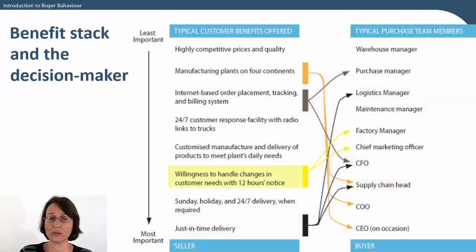The willingness to handle changes in customer needs with 12 hours notice is something that the factory manager and the chief marketing officer are very interested in. So there's a couple of key points here with what's called the benefit stack in the decision maker. A, you need to know who these people are. Secondly, you need to be clear as a marketer about what your key messages are going out to the decision-making unit. 3, you need to make sure that those people within the buying processes hear the messages that they want to hear, because they're not going to be interested in messages that are not relevant to them.